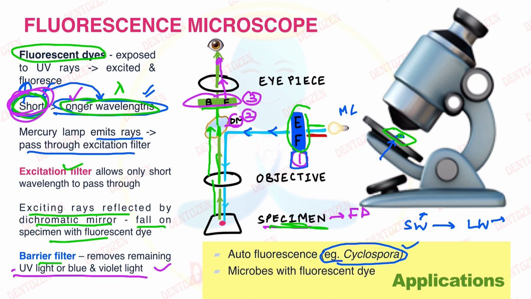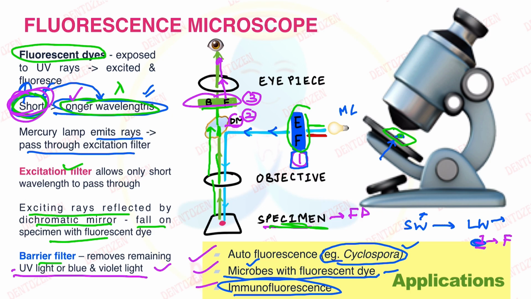Then we can put the fluorescent dye in the microbes and we can see them in different colors. And then there is the phenomenon of immunofluorescence, where we can label certain proteins within the organisms or the cells, and we can see those proteins, immunocomponents, with the help of these fluorescent dyes. So those are the applications of the fluorescent microscope.